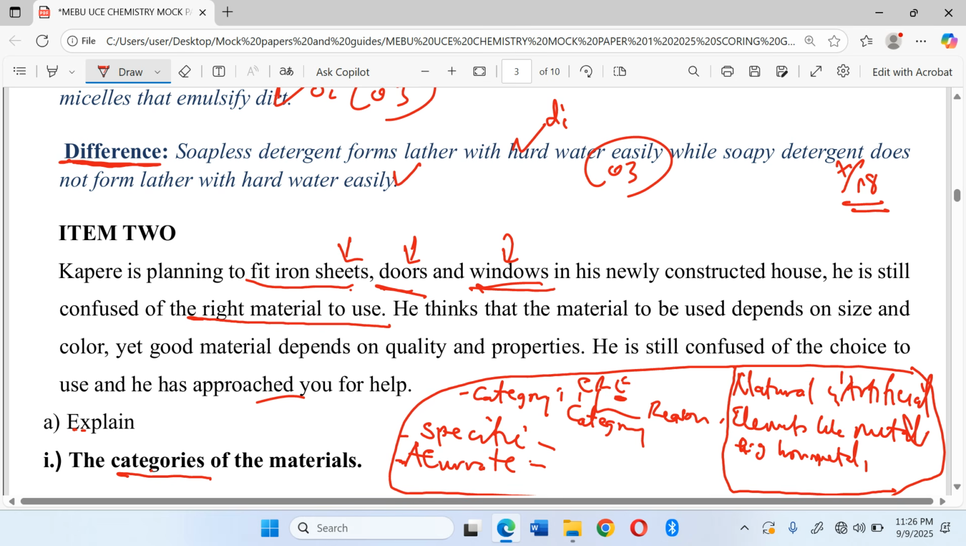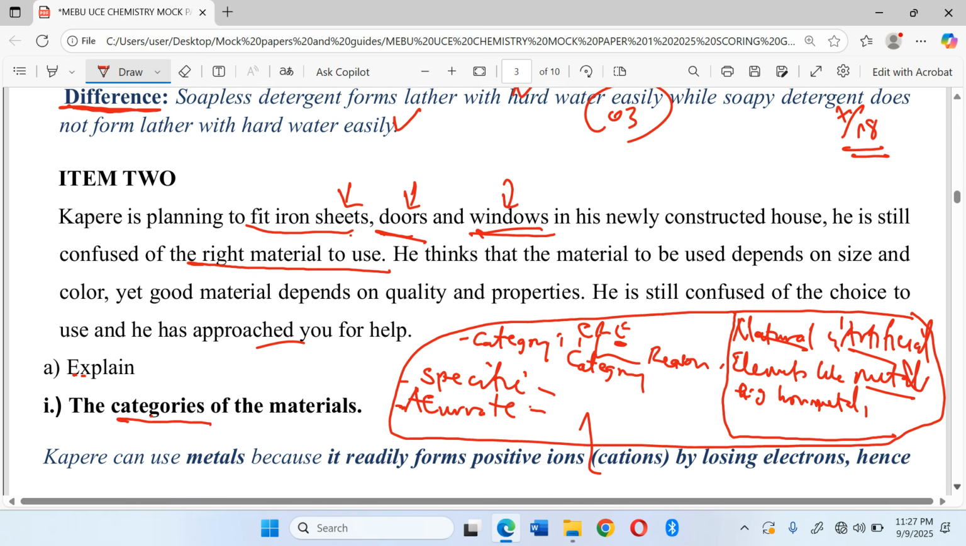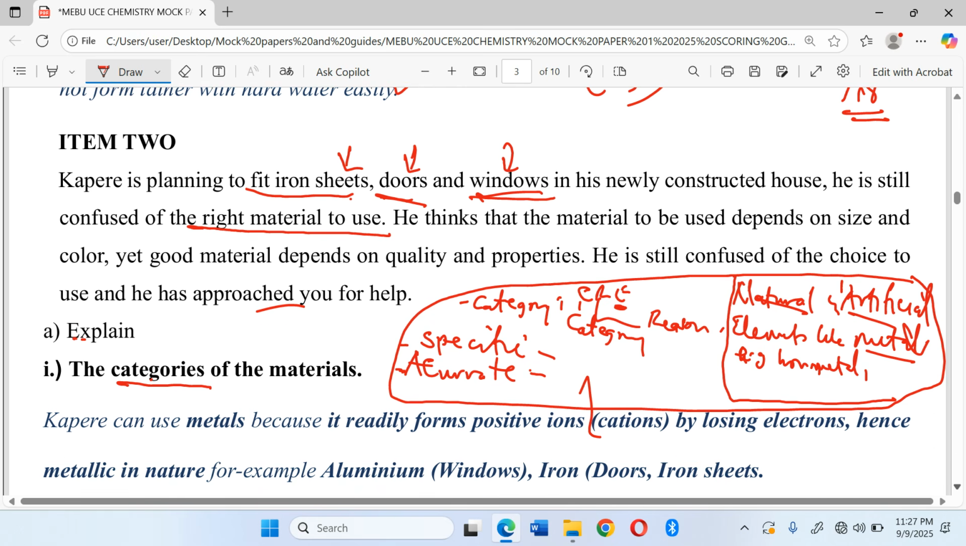So in this case, we are having Capelli, who is planning to fit iron sheets. So what can Capelli do? What can fit iron sheets, doors, and windows? Which kind of materials can we use? Can we use the natural materials? Can we use artificial materials? Can we use metals? What can we use? So we are going to see a number of responses that we have, and then you can also share yours in the comment section.